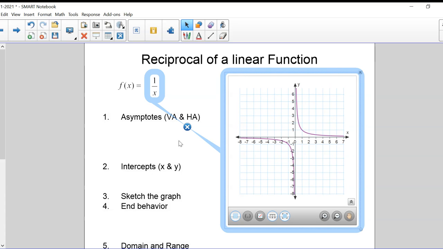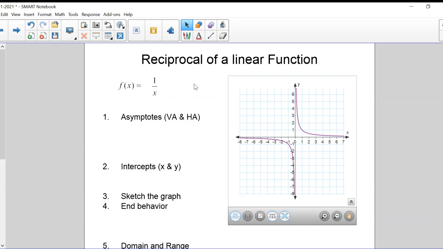Right? And this thing has something we call asymptotes. It has a vertical asymptote. It has a horizontal asymptote. What's an asymptote? Well, does anybody remember what an asymptote is? Does that word sound familiar to you?